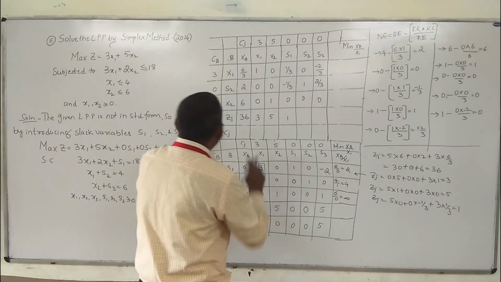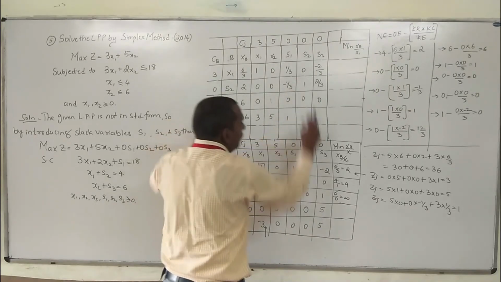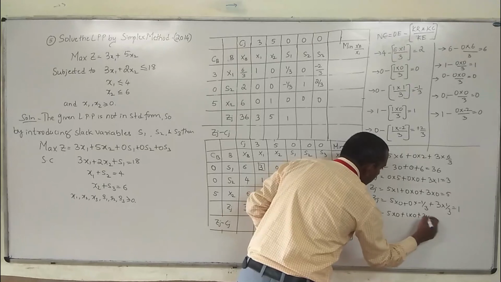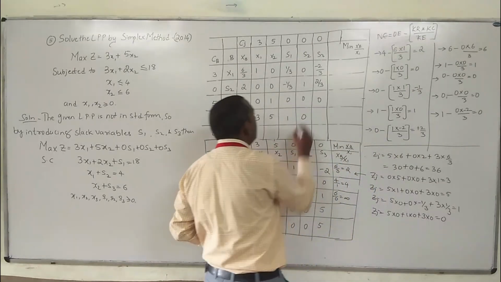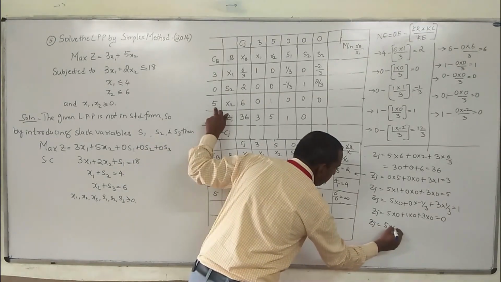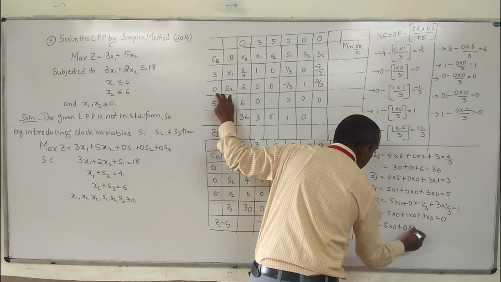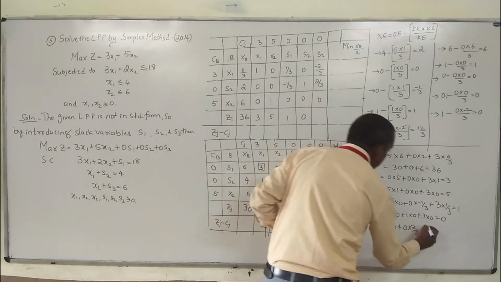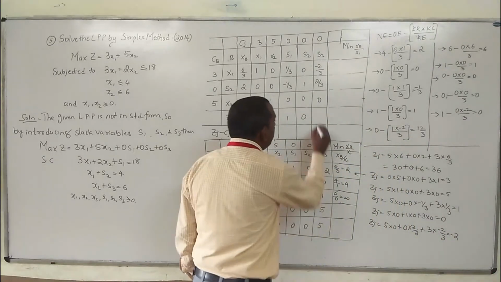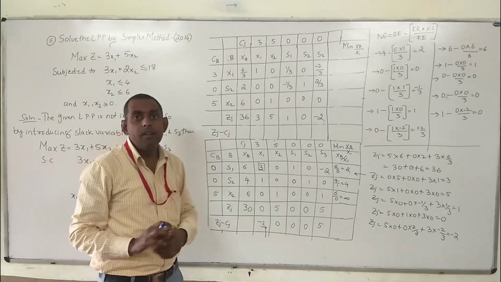Fine. The next is this into this 0, this into this 0, this into this 0. So the whole thing is 5 into 0 plus 1 into 0 plus 3 into 0 is equal to 0. So let me write 0 here. Next comes 5 into 0 plus 0 into 2 by 3 plus 3 into minus 2 by 3. So the answer is minus 2. So let me write minus 2 here. So once we got Zj, we need to find Zj minus Cj.